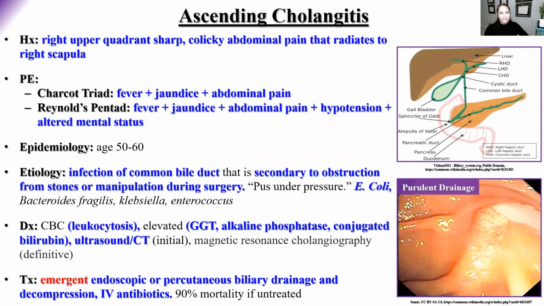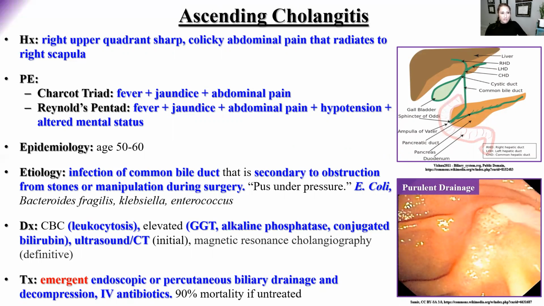Ascending cholangitis. With ascending cholangitis, this one is emergent. You need to emergently recognize this one. It is infection in the common bile duct that's secondary to obstruction from a stone. And so that's this high pressure pus that's developing in there. Unless you release that, this has a high rate of mortality, 90% mortality if it's untreated.